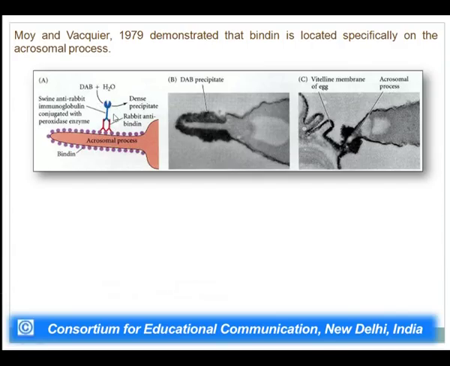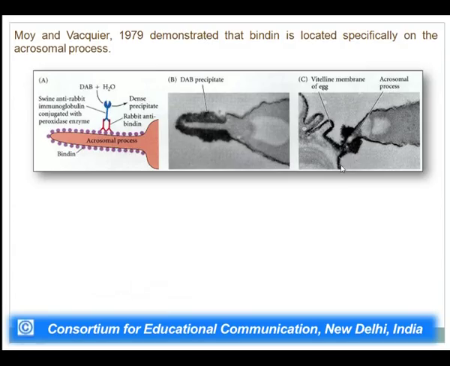Then again it is washed, so you get this kind of a complex, and this peroxidase enzyme catalyzes the conversion of diaminobenzidine in the presence of H2O2, creating a deep precipitate. So, these are the original pictures where you can see the localization of the bindin is on the acrosomal process.